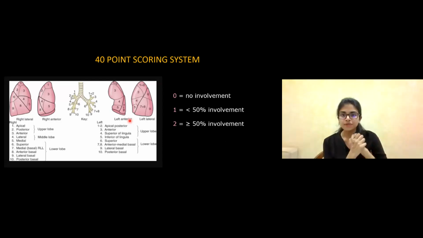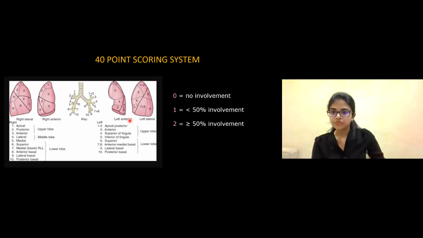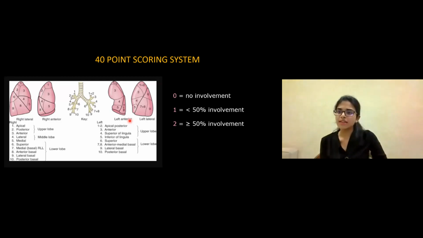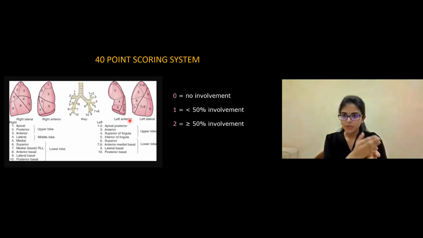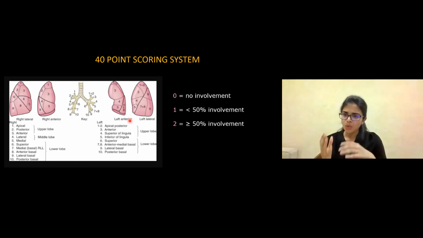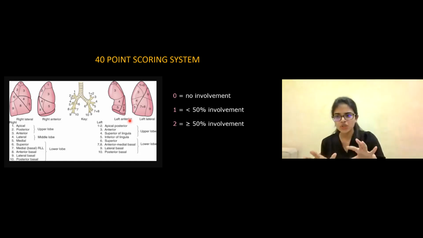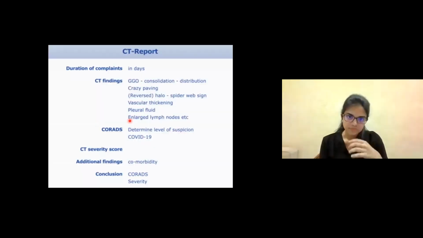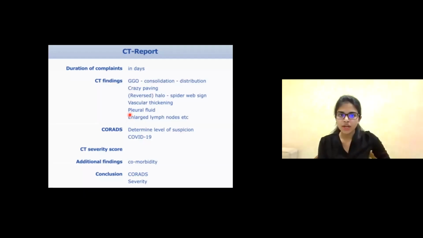Okay, so next is the 40-point scoring system. Here we divide the lungs into different segments. The right lung is divided into 10 segments and the left lung is divided into 10 segments. For each of these segments, depending upon the percentage of involvement, if it is less than 50%, we give it 1. If it's more than 50%, we give it a score of 2. So the maximum will be 2 into 20 segments, which is 40 points. It is said that if the score is less than 19.5, then there is no severe infection of the patient, right?